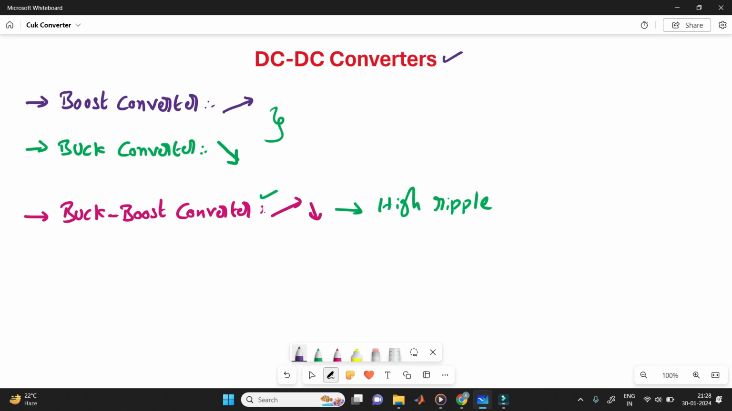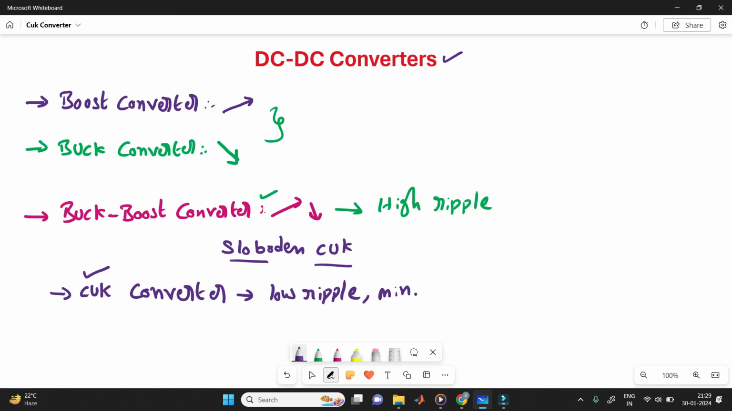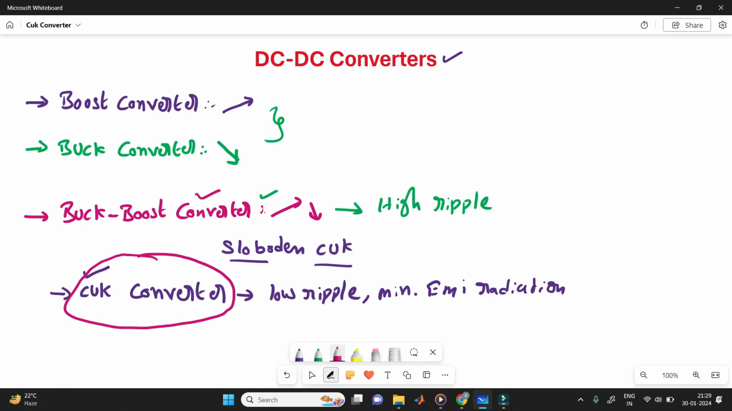That's why the scientists Slobodan Ćuk and Middlebrook invented the Ćuk converter. Actually it is written as Cuk converter, but we can pronounce it as Chuk converter, and it has low ripple, minimized EMI radiation and many other advantages. So finally this Chuk converter is similar to the buck-boost converter, which can increase or decrease the voltage, but it eliminates the drawback of the buck-boost converter, that is, it has low ripple.